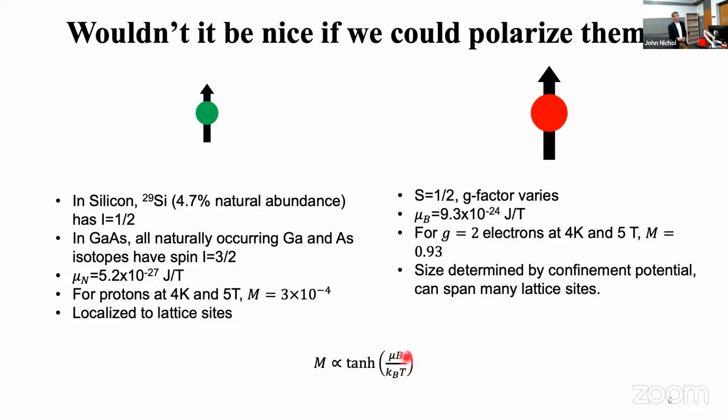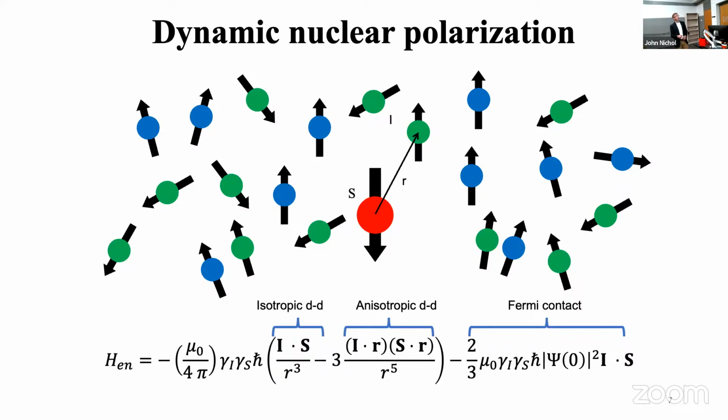And this is one of the main challenges, for example, in conventional magnetic resonance imaging. So wouldn't it be nice if we could polarize all the nuclei? Yes, it would, but that's quite challenging. One of the ways that this is possible is through a process called dynamic nuclear polarization. So this is going to be kind of the background for what I'll tell you about today. So dynamic nuclear polarization can happen as a result of the electron nuclear hyperfine interaction. So this is the interaction between the electron spin S and the nuclear spin I.